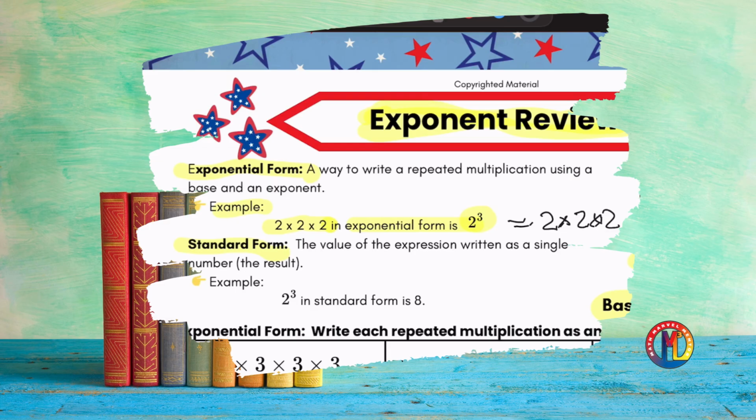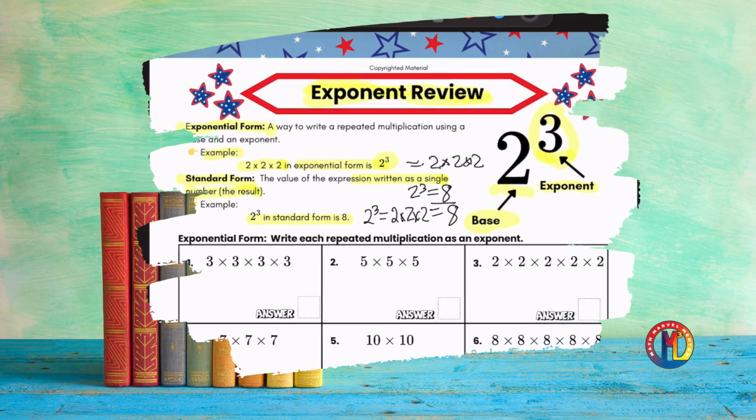Now, standard form is when you solve it out. It's the value of the expression written as a single number. It's the result. So 2 to the 3rd power in standard form is 8. It's basically telling you what it equals. 2 to the 3rd power is 2 times 2 times 2, which is the answer 8. So 2 to the 3rd power equals 8. And that's standard form.